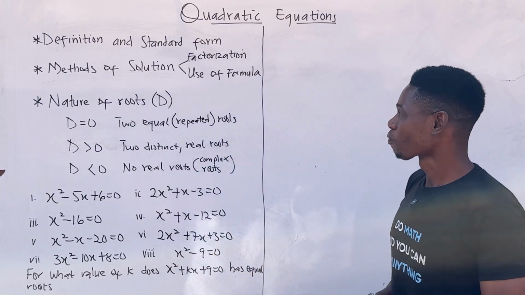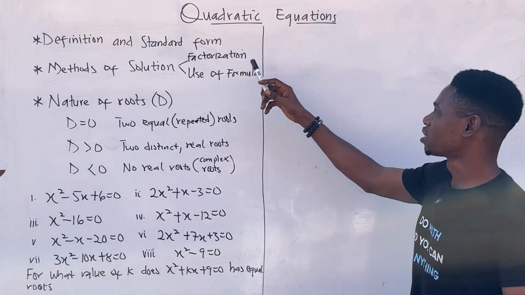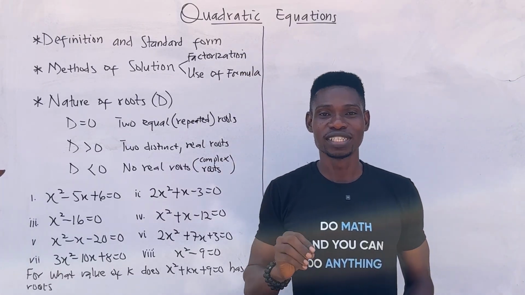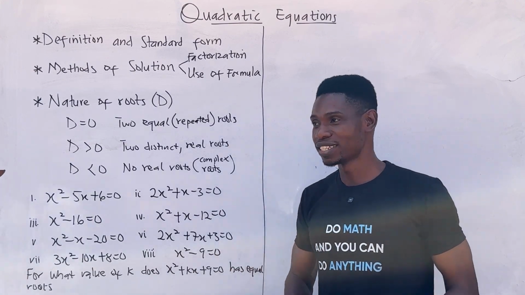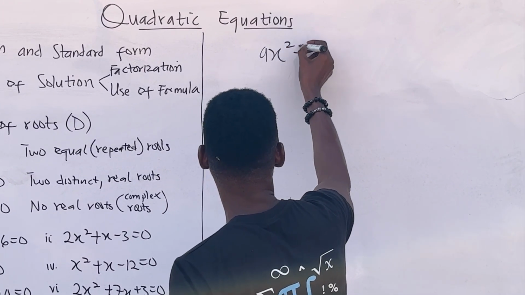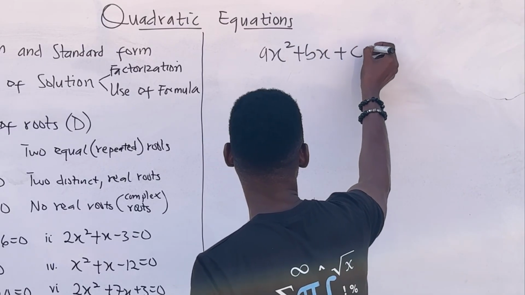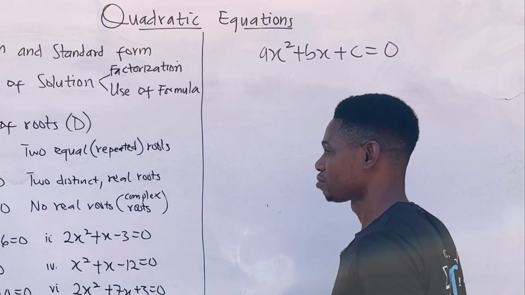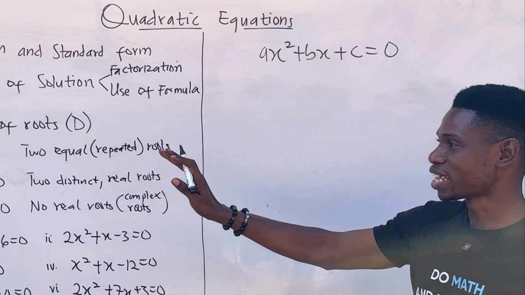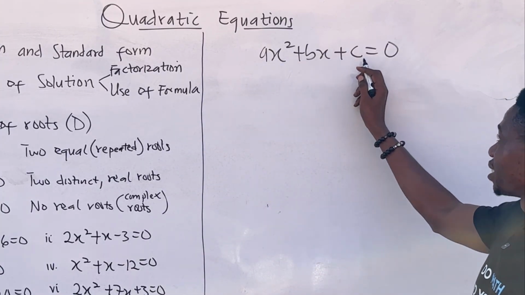Let's go. So the first question will be, what is a quadratic equation? A quadratic equation is any equation that looks like this: ax squared plus bx plus c equal to 0. Now watch. I said a quadratic equation is any equation that looks like this.